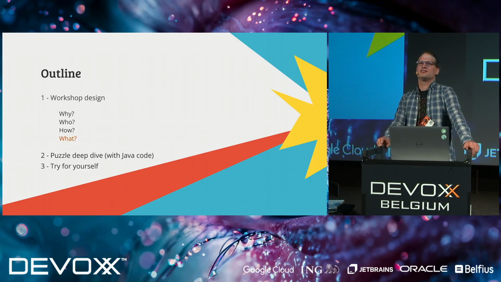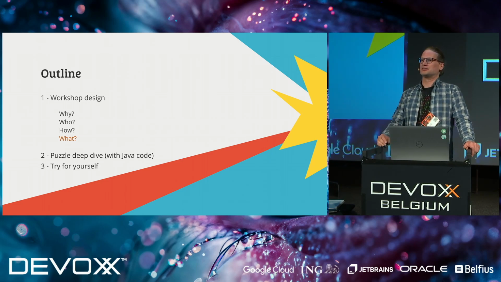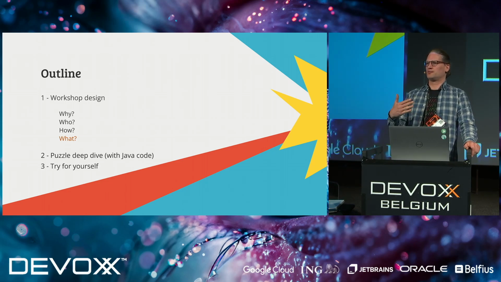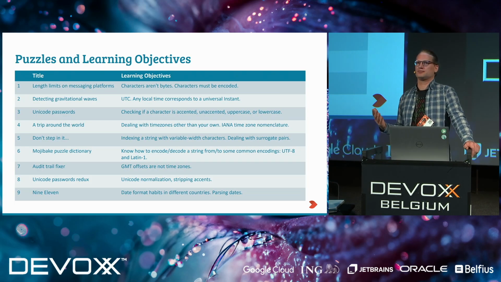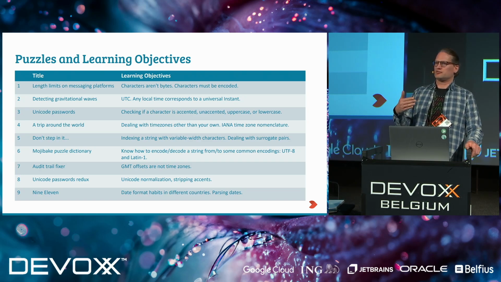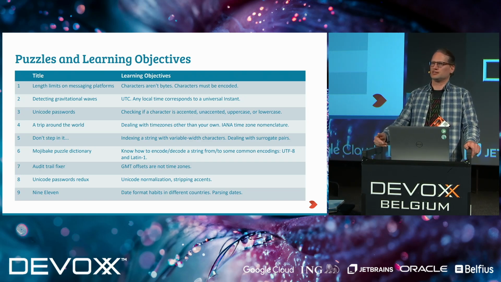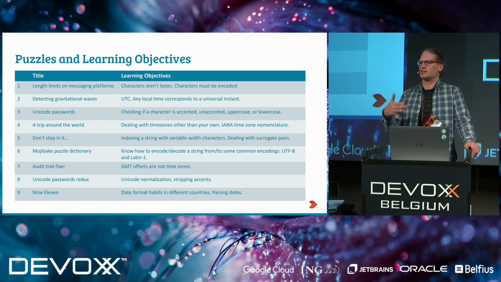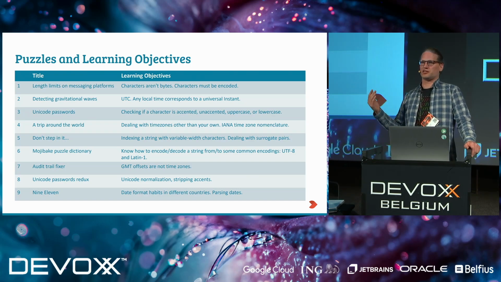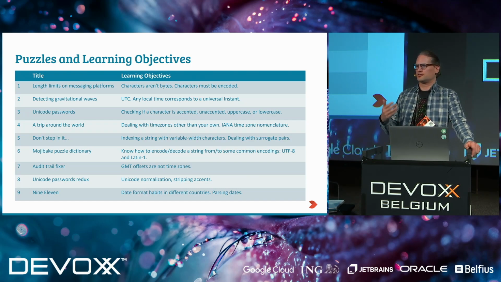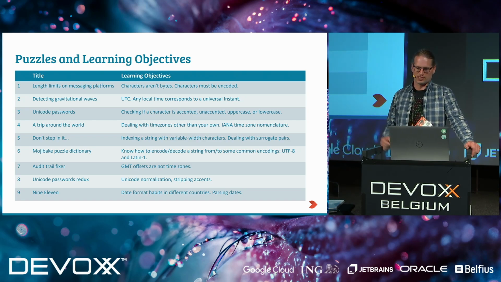So the final question that you have to answer when you design a workshop is, what are you actually teaching? Right? More detailed, what is the content? And so usually you do that by writing down learning objectives. And in this case, I made 9 puzzles, and for each puzzle, I made separate learning objectives. So each puzzle has like a lesson in it. And so for the first puzzle that I just showed you, it is to understand the difference between characters and bytes.